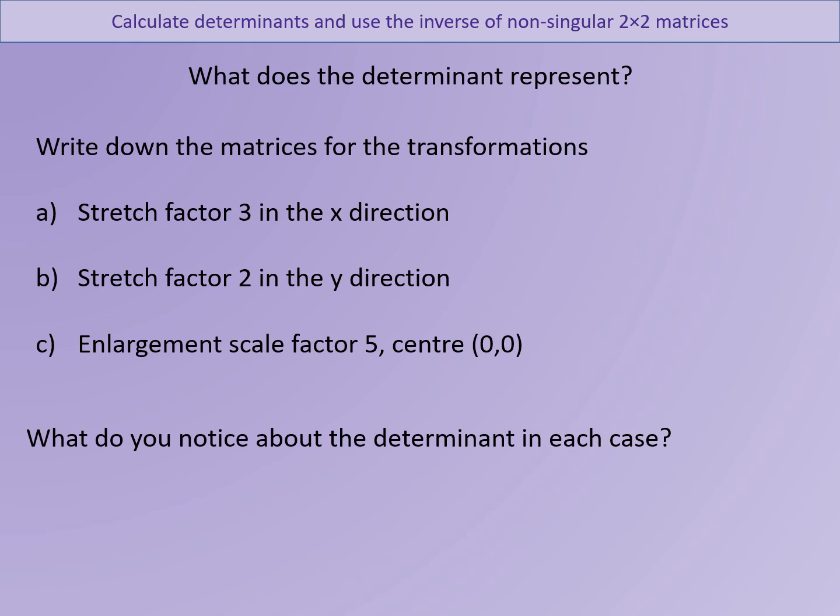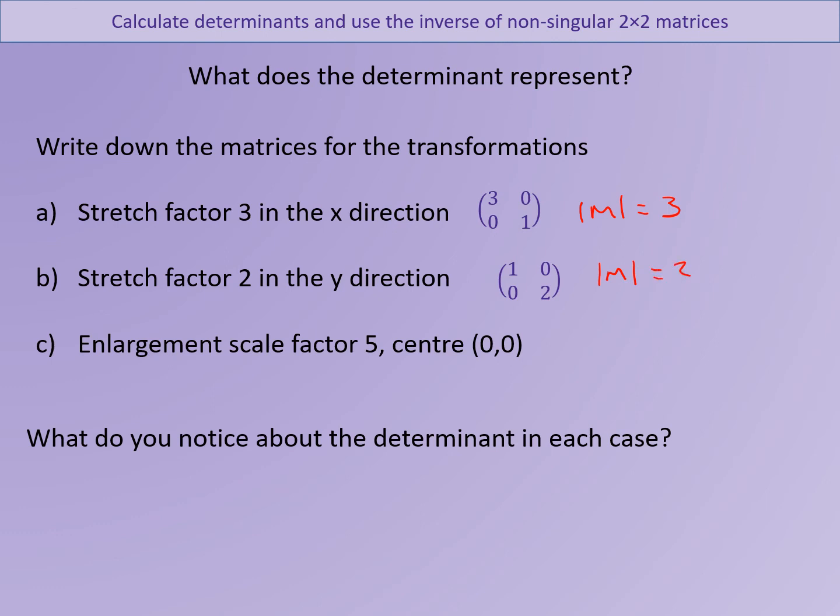So stretch in the x direction, factor 3 will be represented by 3, 0, 0, 1. The determinant for that is 3 times 1 minus 0 times 0, which is 3. For the second one, stretching the y direction, factor 2, it's given by matrix 1, 0, 0, 2. Its determinant is 1 times 2 minus 0 times 0, which is 2.